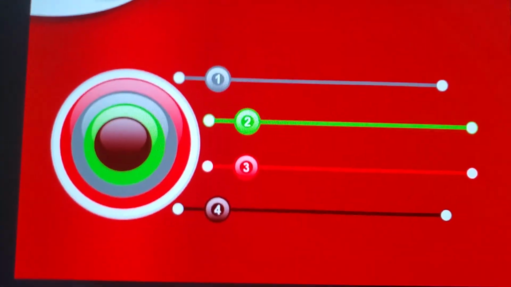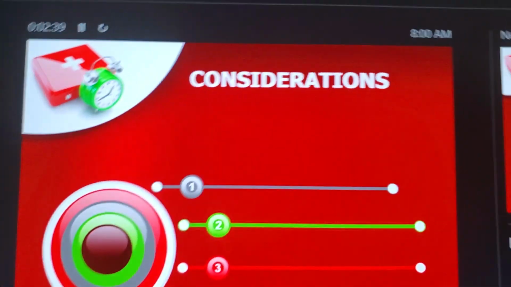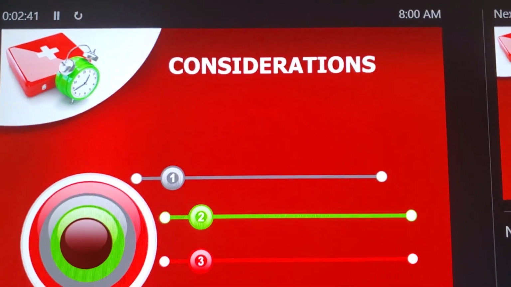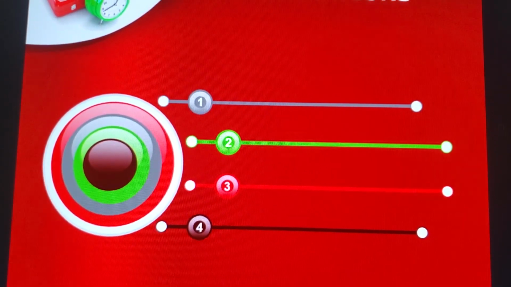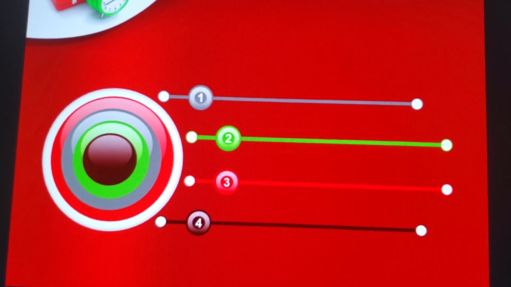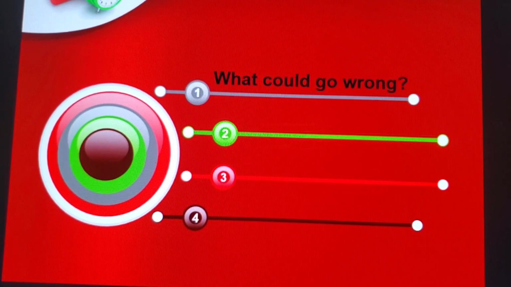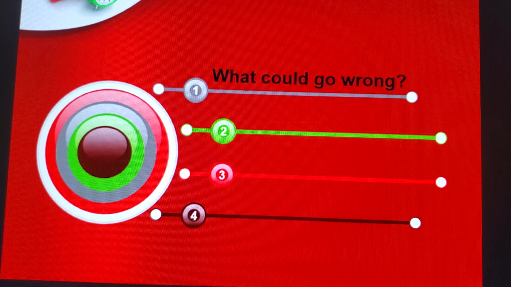And let me just move this up here because I don't see. There's the title right here, considerations, okay? So you know that you have 4 considerations that you want to introduce to your students. And with the little animation, you're going to bring up that first consideration, and you tell your students the first consideration that you want to think about is what could go wrong.